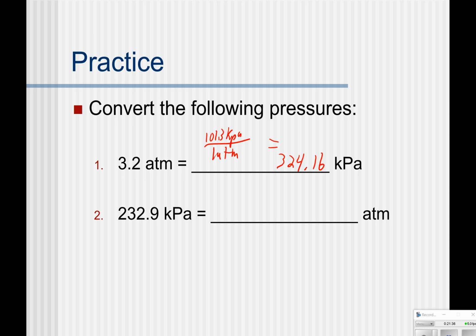Now to go the other direction, we're going to divide 232.9 kPa. We're going to divide that by 101.3, or if you're using dimensional analysis, we will still multiply. kPa cancels. We're left with 232.9 divided by 101.3, and that gives us an answer of 2.3 atmospheres.